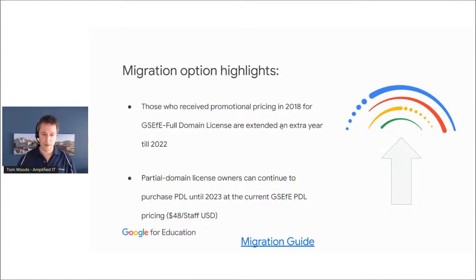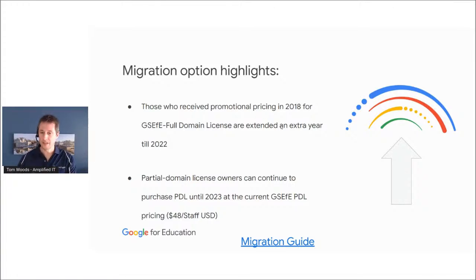And also another highlight I pulled out, if you're currently purchasing partial domain licenses for Enterprise for Education, a few hundred or whatever made sense for you, that's being extended. You'll still be able to purchase the older legacy, is probably a good word, legacy SKU of Enterprise for Education as partial domain licenses up until 2023. So there's no immediate need or rush to possibly have to move to one of these new editions.